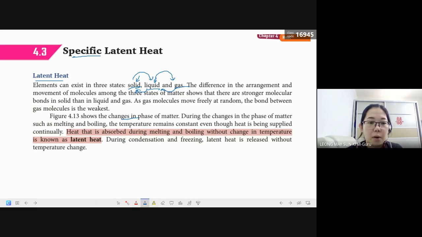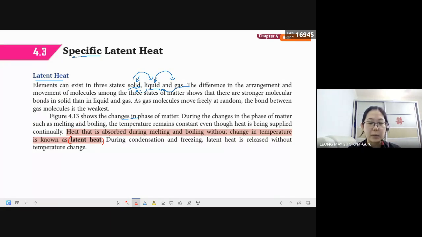So first things first, what is latent heat? For those Form 4s who have your textbook, please underline or highlight this. Form 5, you have finished your trials already, so right now please take this as a revision. Write it down again.